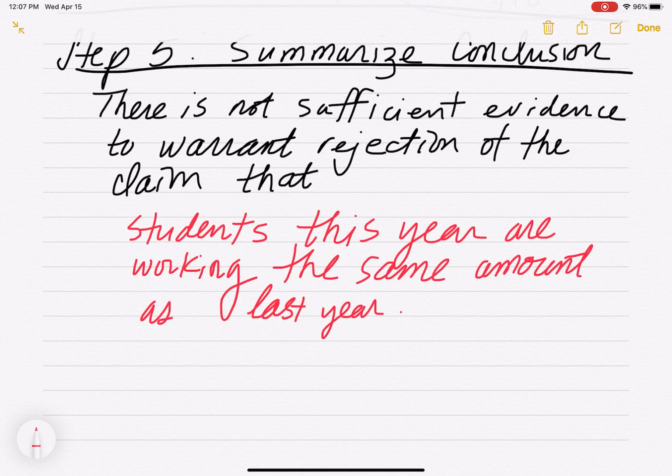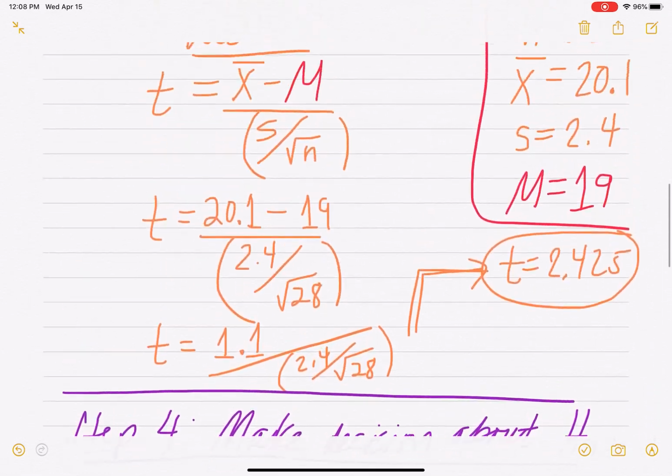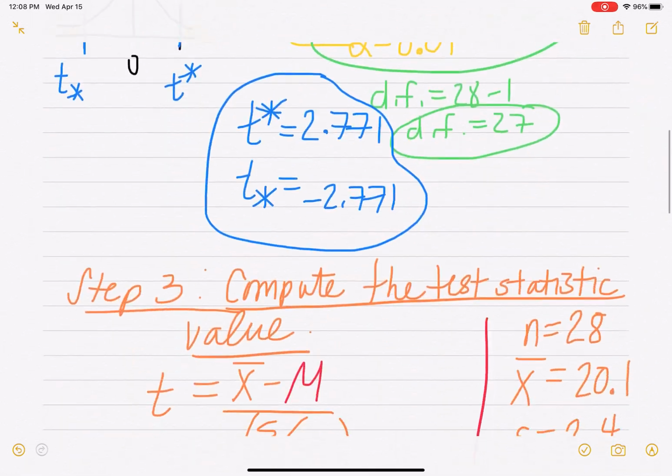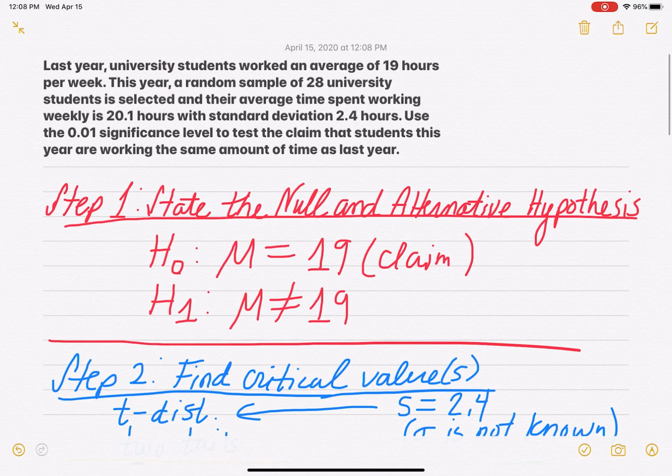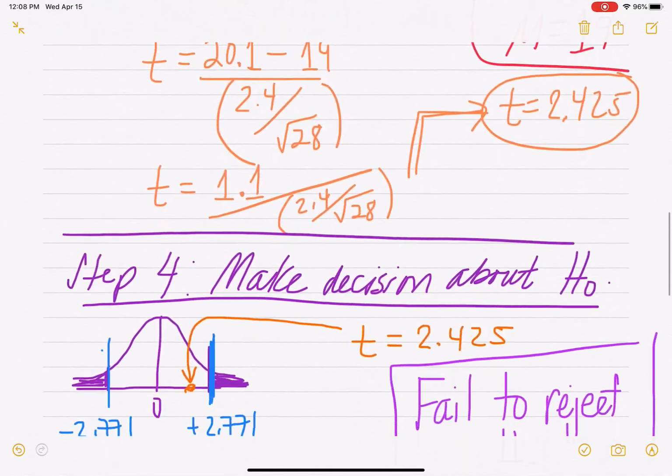So what we're saying is, based on our randomly collected sample information, we don't have enough evidence to reject this claim that students this year are working the same amount. So we can't reject this claim. They could be working the same as last year, the same amount. All right, so there's another hypothesis test. This turned out to be a two-tailed t-test, right? Two tails. Two-tailed t-test.